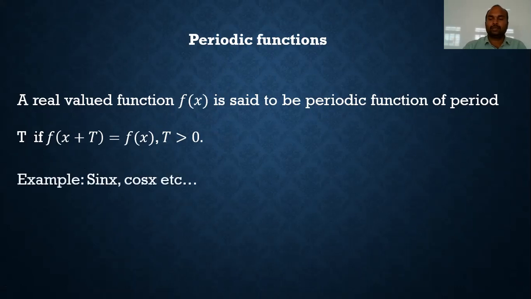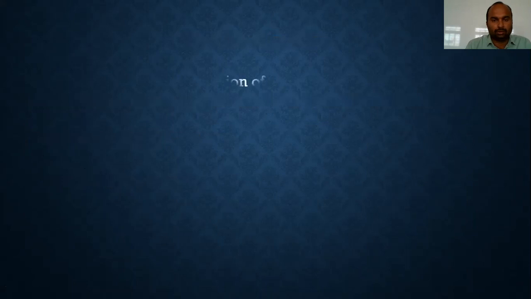So what are the examples? The examples are sin x and cos x. Why is sine a periodic function? You know that sine 0 is 0, sine pi is 0, sine 2 pi is 0. It means that repeatedly it will give us the same value. So we call it a periodic function.